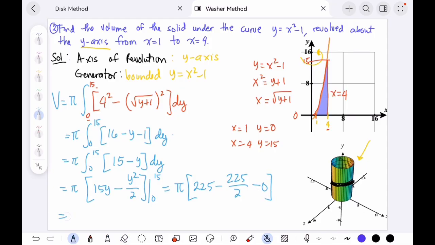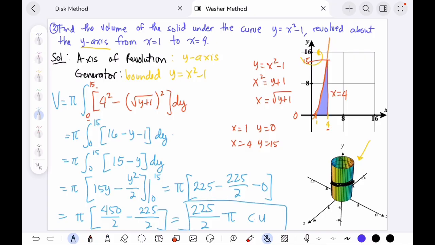So what's our final answer? So we will have here pi times 450 over 2 minus 225 over 2. So that's 225 over 2 pi cubic units. This is the final answer.